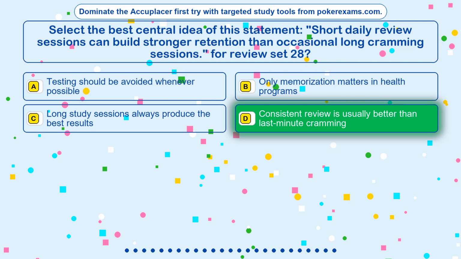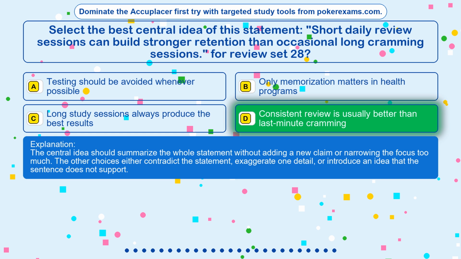The correct answer is option D. Consistent review is usually better than last-minute cramming. The central idea should summarize the whole statement without adding a new claim or narrowing the focus too much. The other choices either contradict the statement, exaggerate one detail, or introduce an idea that the sentence does not support.